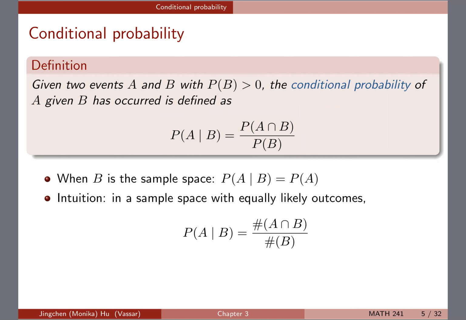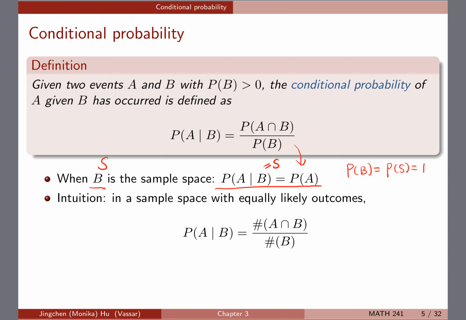A couple of notes here. When B is the sample space, meaning it's the S that we used to denote all of the outcomes, then the probability of B is the probability of the sample space, and by the second axiom of probability, the denominator becomes 1. So the conditional probability of A given B just becomes the probability of A when B is the sample space. And so mathematically from here, we're able to show that.